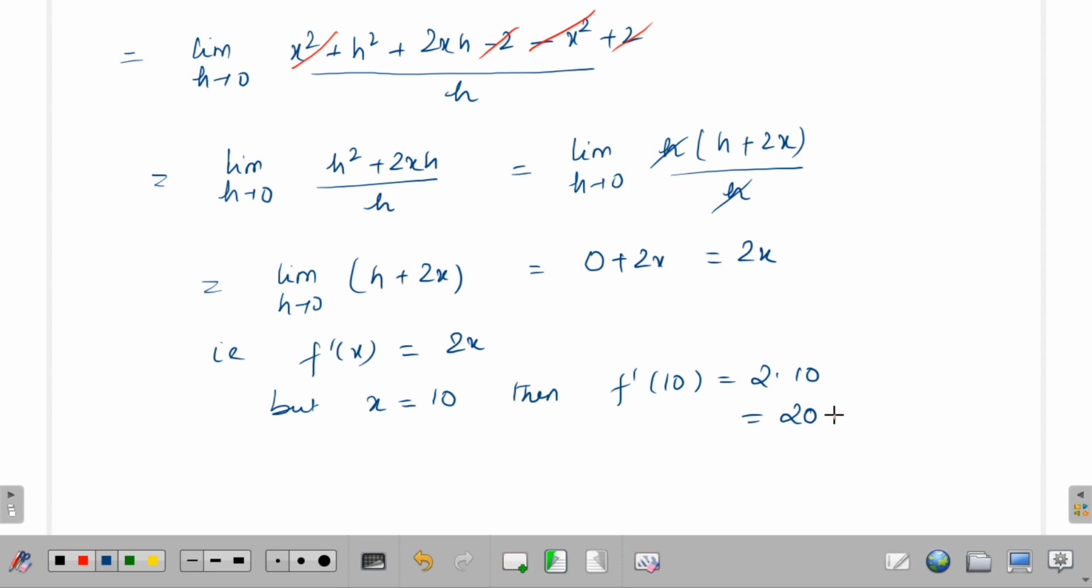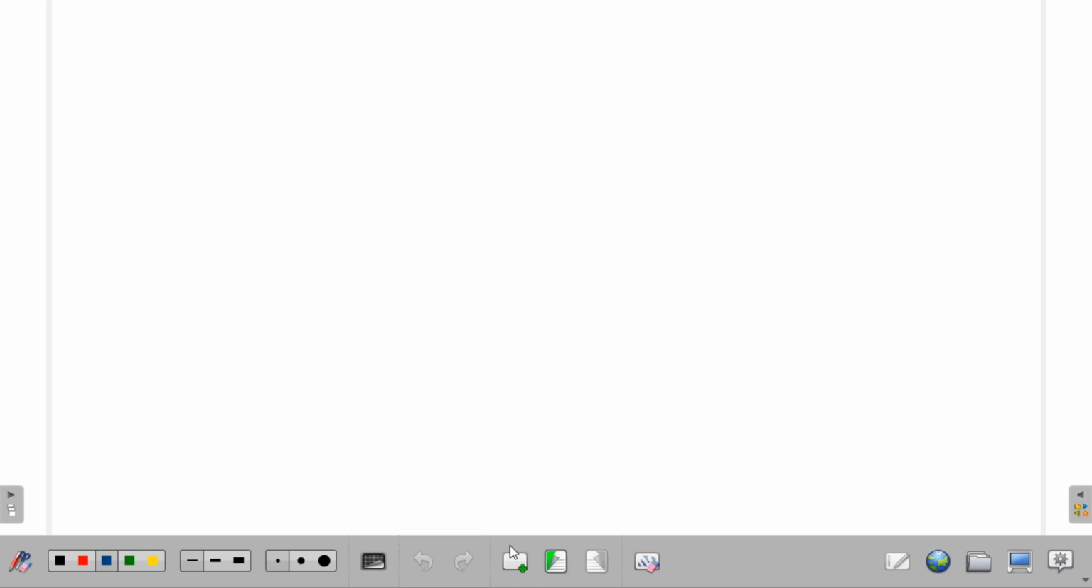Now, in a similar manner, let me try the next one. Let me go ahead and do your question number 4, and let me begin with 4, 2. The question says I have to use the first principle. So let f of x is equal to x minus 1 and then x minus 2.